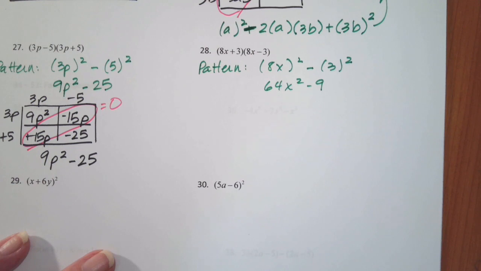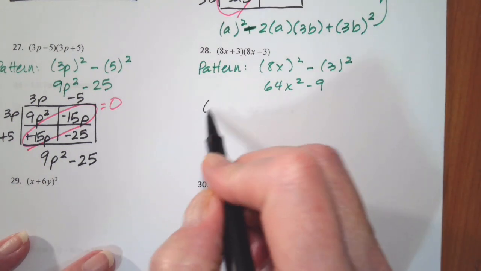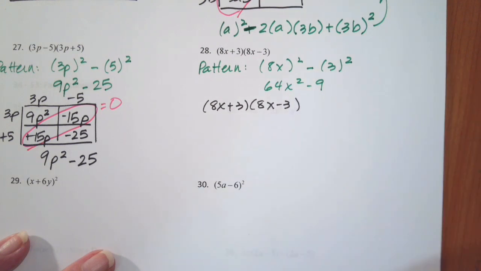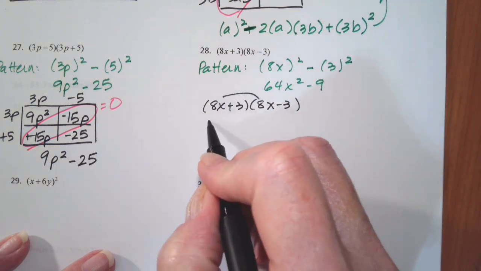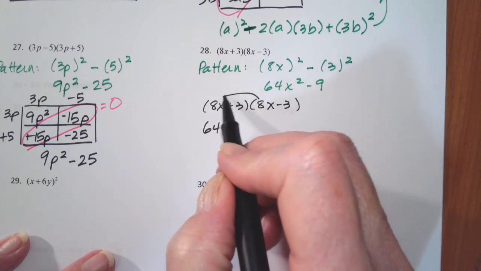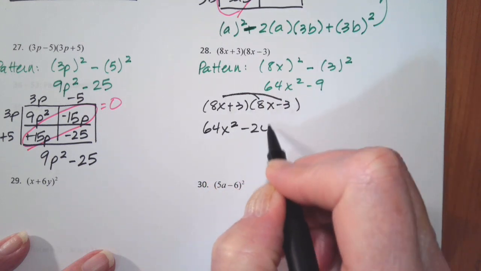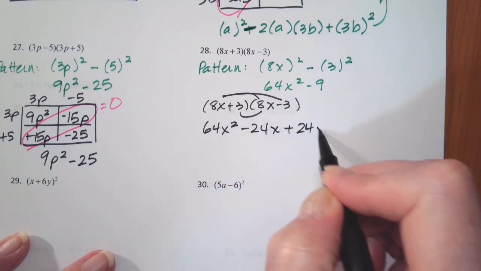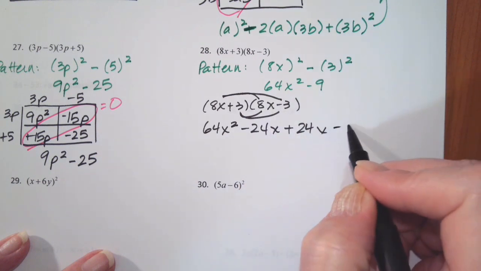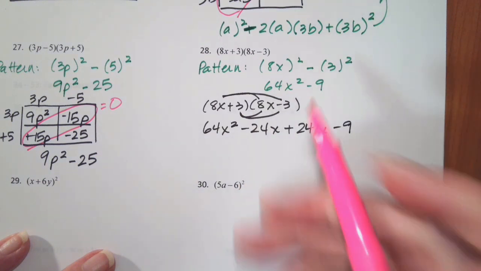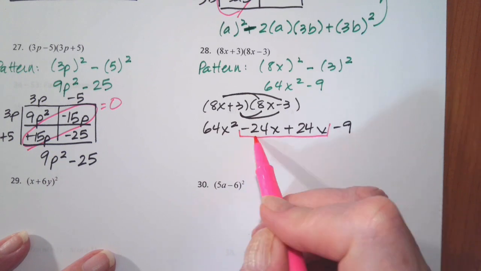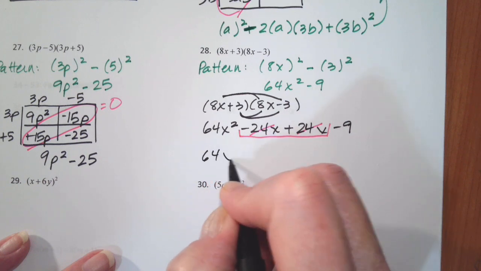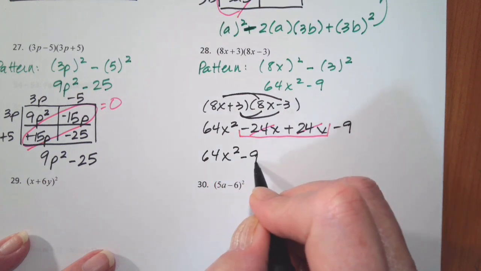But again, if I don't remember that, no biggie. 8x plus 3 times 8x minus 3. Okay. 8x times 8x is 64x squared. 8x times negative 3 is negative 24x. 3 times 8x is a positive 24x. 3 times negative 3 is negative 9. Those cancel, and I'm left with 64x squared minus 9.